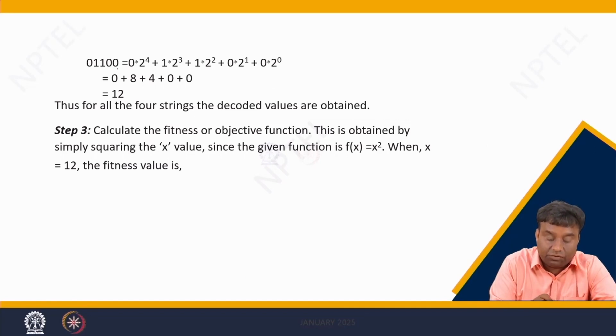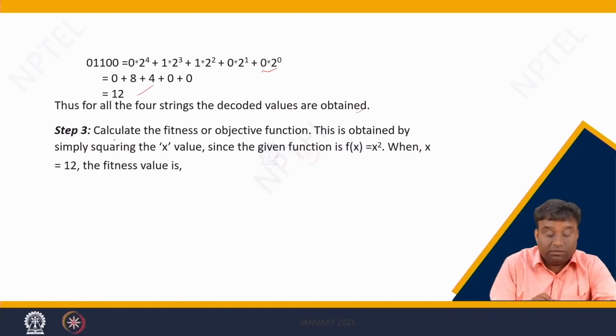If you solve it, the equivalent decimal number is 0 into 2 to the power 4, plus 1 into 2 to the power 3, plus 1 into 2 to the power 2, plus 0 into 2 to the power 1, plus 0 into 2 to the power 0. So that is 0 plus 8 plus 4 plus 0 plus 0, so 12. Similarly, for all 4 strings the decoded values are obtained.